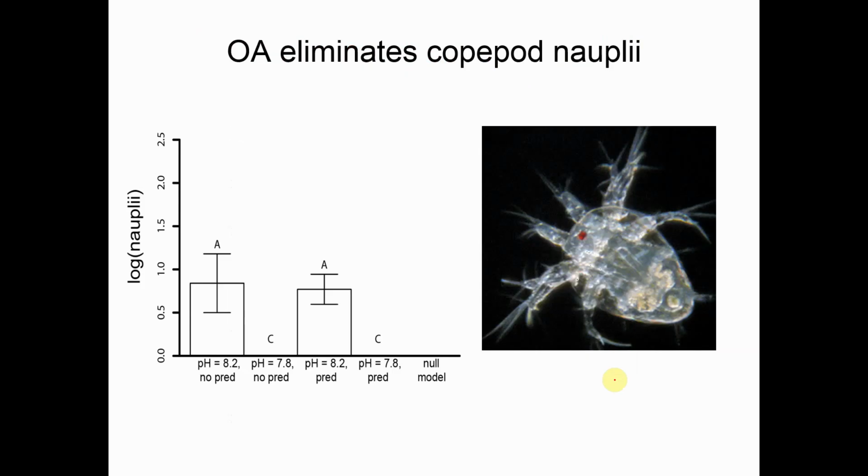We also found out that ocean acidification eliminates copepod nauplii. These are baby copepods. So in this case, when we've got ambient conditions and no predator, we have lots of baby copepods. Under acidified conditions, we get none at all. Even when we add a predator, we don't actually get many fewer baby copepods than under ambient conditions, but as predicted, a predator and acidified conditions just drops them down to nothing.